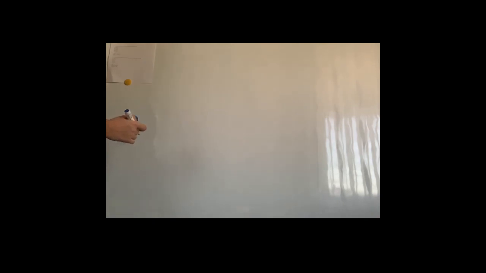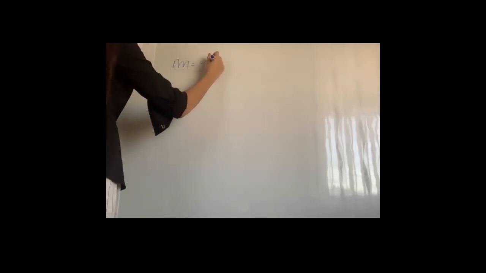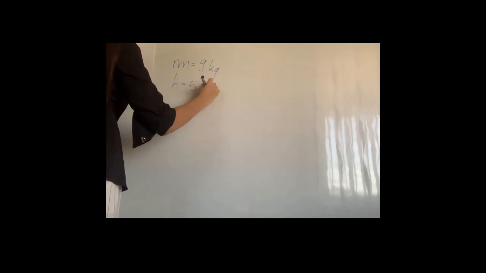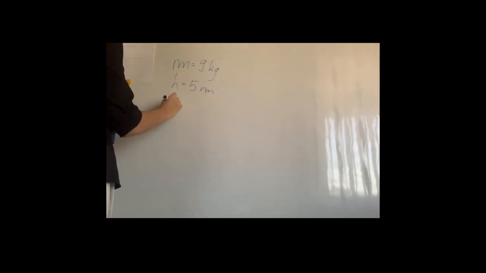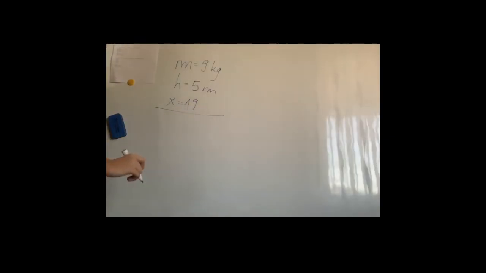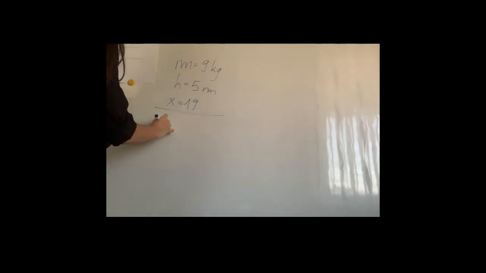So the first thing that we need to do is look and write down our given data. So we know that mass is equal to 9 kilograms, height is 5 meters, and x is 19 meters. So the first question is, what is the speed of the box just before it reaches point A?